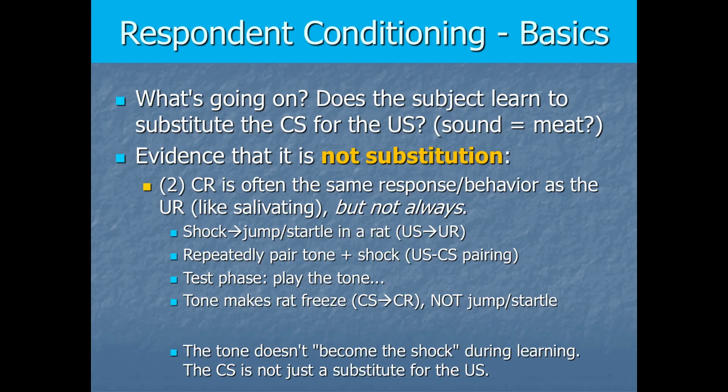Their behavior has changed based on experience, but their brain is definitely not treating the tone as if it's become equivalent to the shock. It's not substituting tone for shock. Otherwise, we'd see the response that goes with a shock. The tone doesn't become the shock during learning. The CS isn't just a substitute for the US. Perhaps a better way to think of it for now might be that the tone becomes a predictive signal that the shock is likely coming soon after. And that would explain why the rat freezes to the tone rather than jumps. In essence, it's waiting for the shock or maybe trying to hide from the shock, rather than experiencing or mentally simulating the shock when the tone plays.